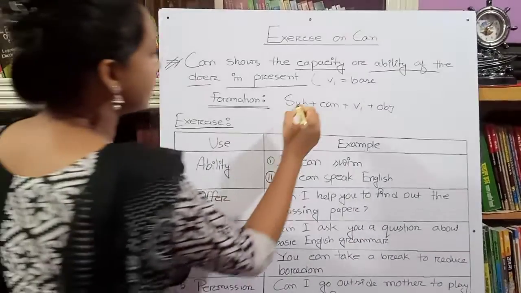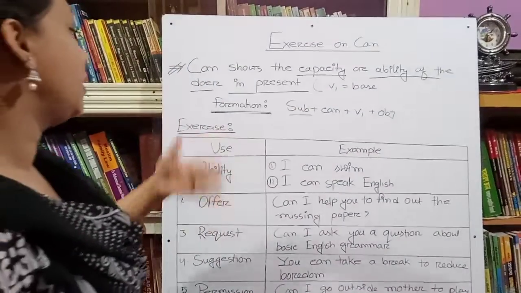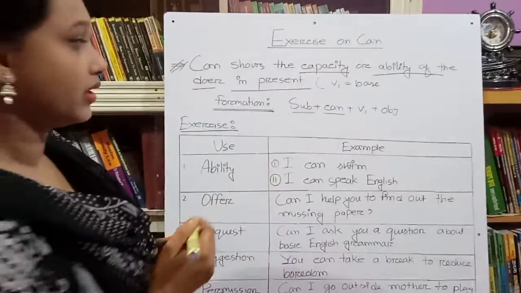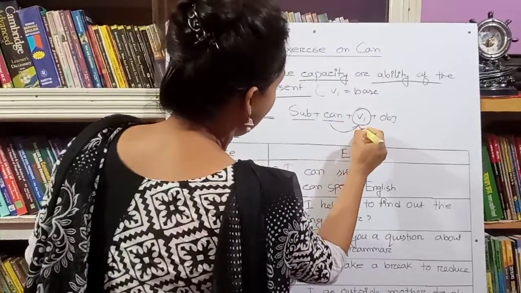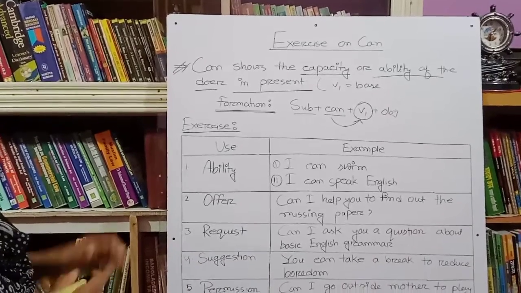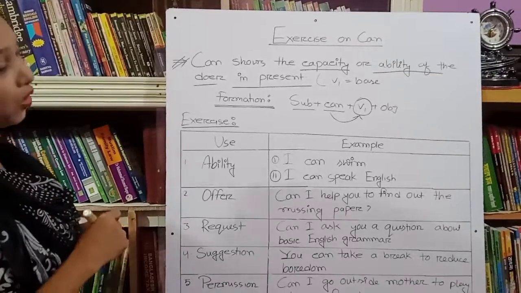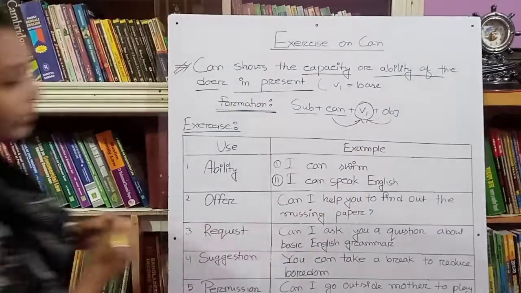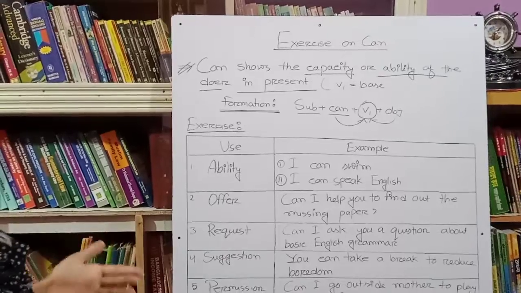Well, dear learner, you can see at first use subject. Your subject may be singular or plural. After that, you have to use can as a modal auxiliary. And please don't forget this thing: after can, you have to use the present form of verbs. Here, I have written in short form, that means V1. Actually, this means base form of verb. After that, you have to write here the object. So we can say can is used in a sentence followed by the present form.